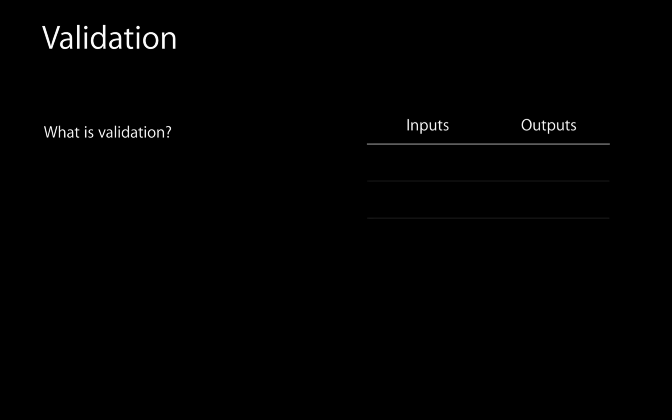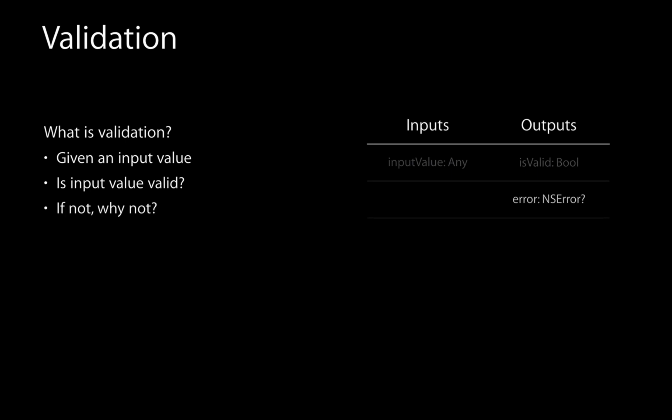So to do that, we first need to identify what validation actually is. When thinking about these types of questions, it's useful to think of the inputs and outputs. Or to put it another way, what information do I need and what questions am I trying to answer? So as I build through this common sense explanation of what validation is, I'm going to fill in the inputs and outputs in this table. So validation seems to be that if you give me an input value, I can tell you if it's valid. And if it's not valid, I can tell you why.